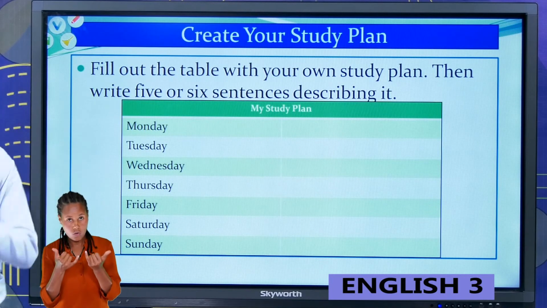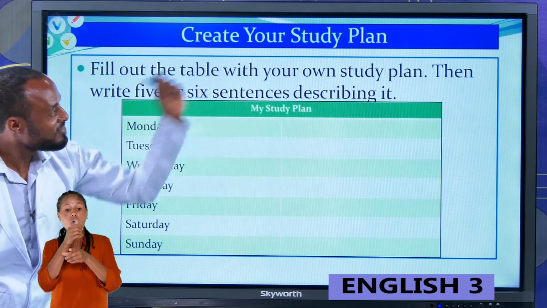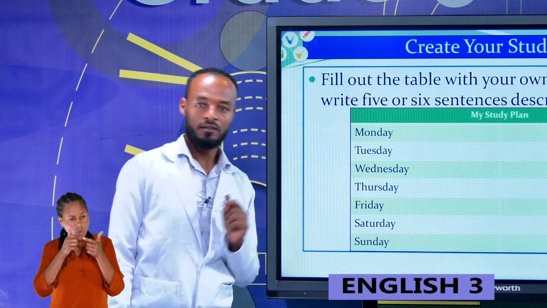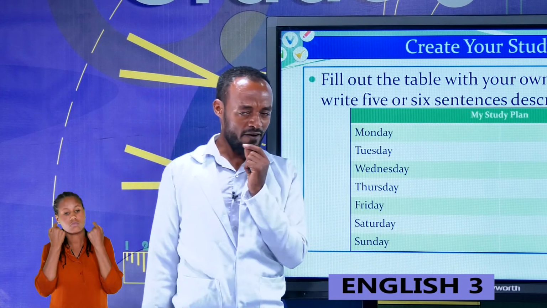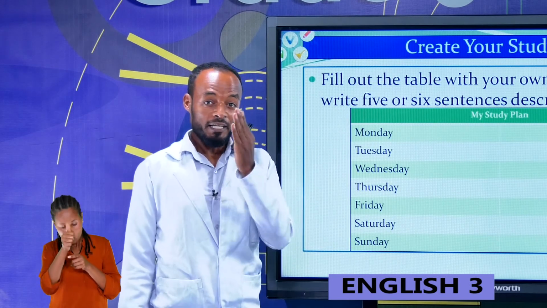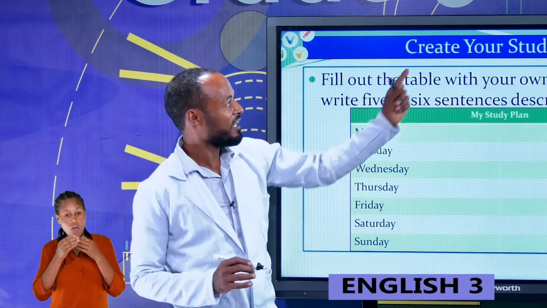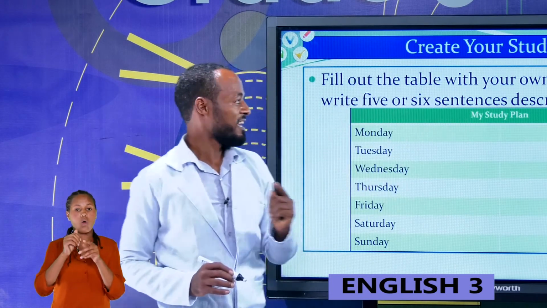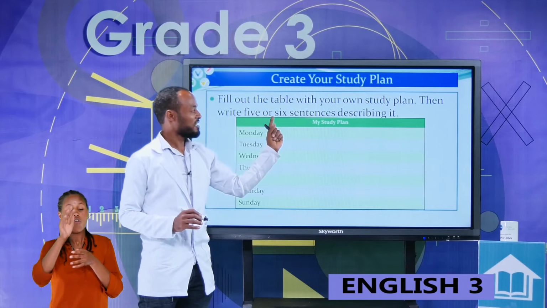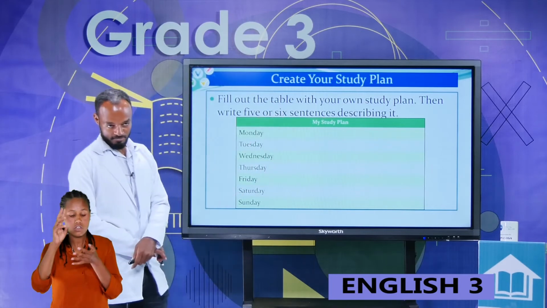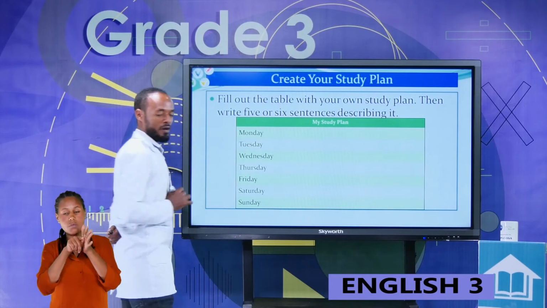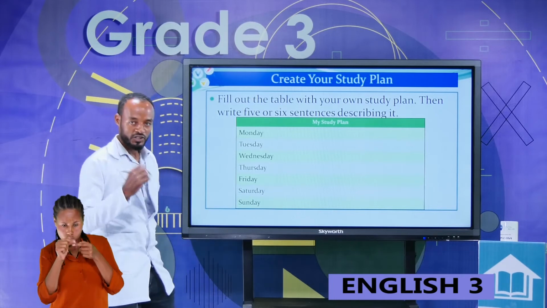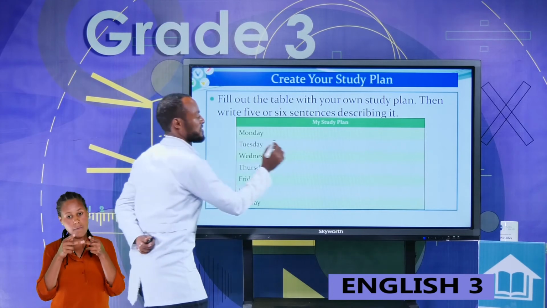Now, create your own study plan. Because you have to be active. You have to be brilliant as Araga. Do you have your own study plan? If you have, good. If you don't have, create like this. Here, fill out the table with your own study plan. Then write 5 or 6 sentences describing it. For example, on Monday, what are you going to read? Are you going to read maths? English? Okay. Let's say you are going to read maths.